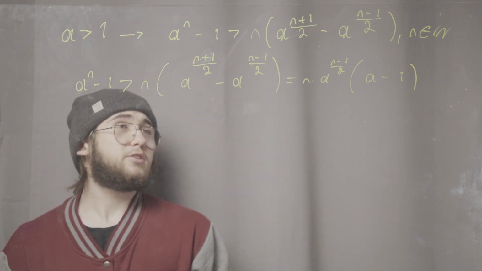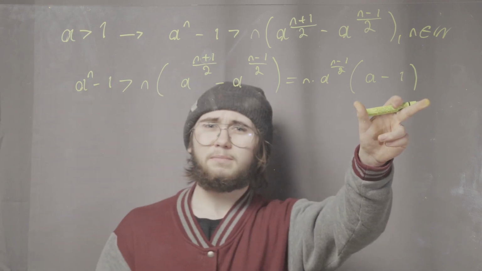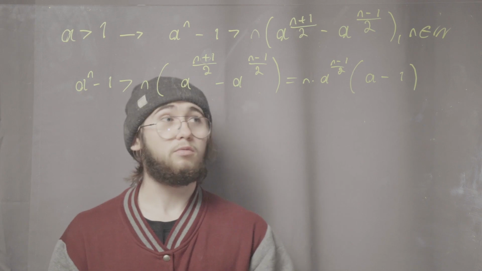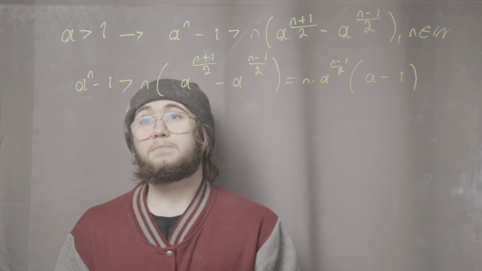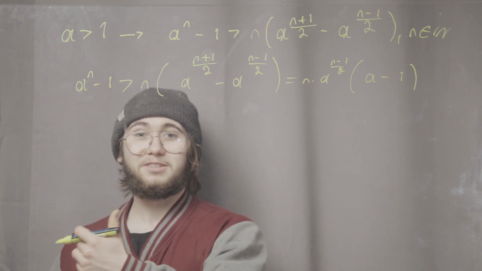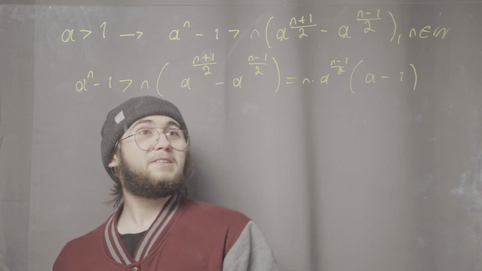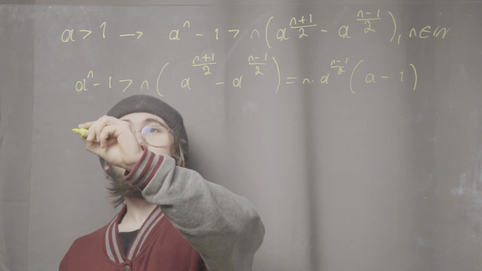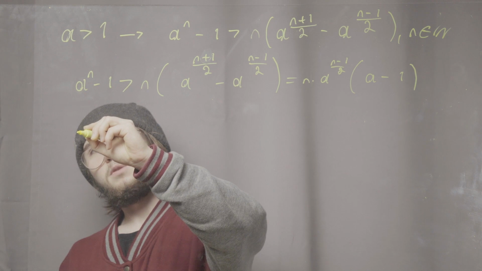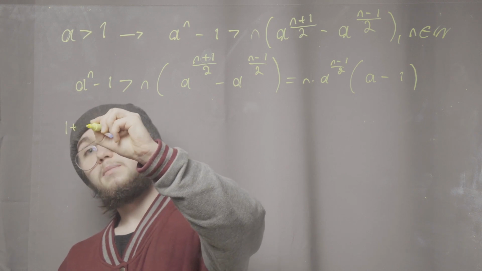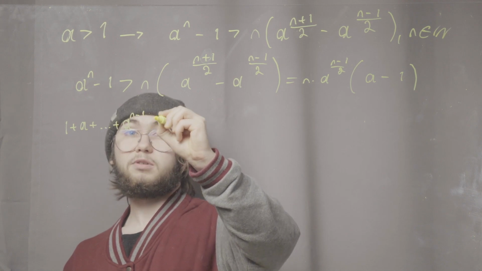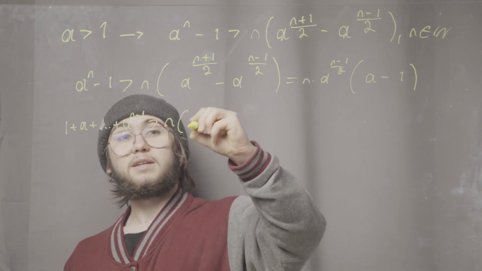And so what can we do right now? Well, I would opt for dividing both sides of the inequality by a minus 1, because we have a nice formula for a to the n minus 1 over a minus 1, because of the formula for the geometric sum, which we've proved in the video on induction. It looks something like this: 1 plus a, and we add stuff up to a to the n minus 1 power, and it's supposed to be greater than n.